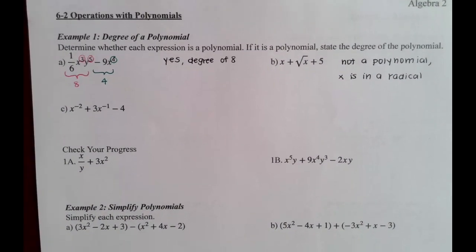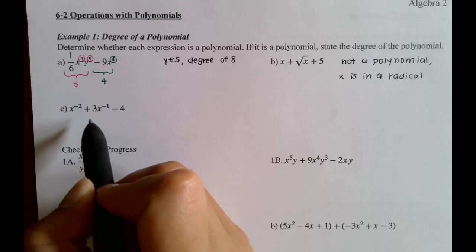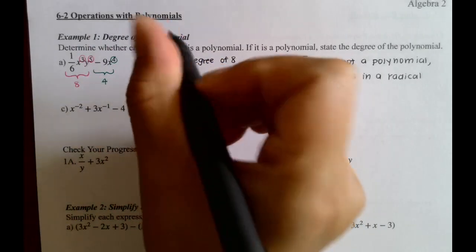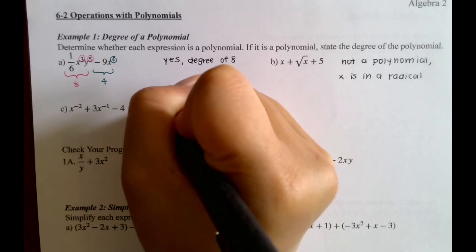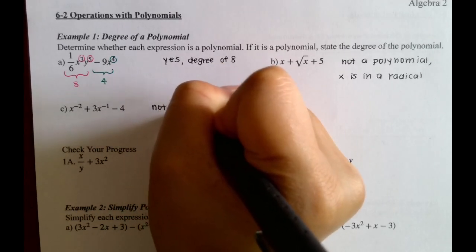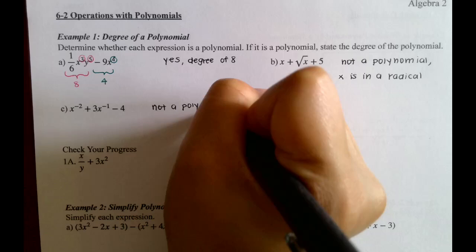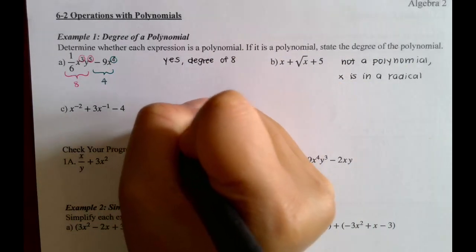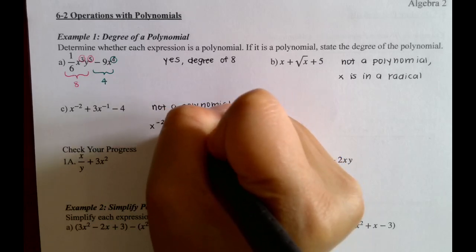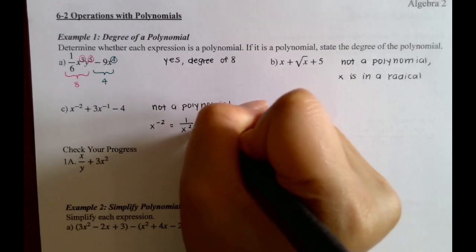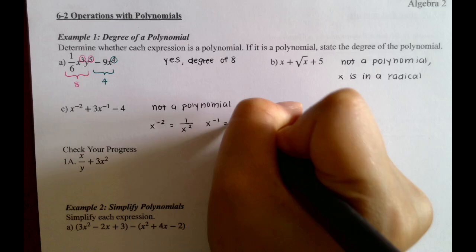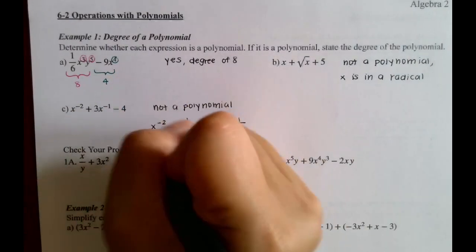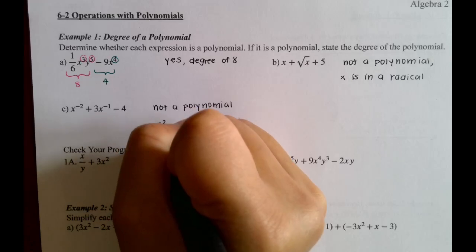Okay. C here, we have x to the negative second plus 3x to the negative first minus 4. This is no as well. Not a polynomial. Because x to the negative second will be 1 over x squared. And x to the negative first would be 1 over x to the first, right? And so here we have variables in the denominator.